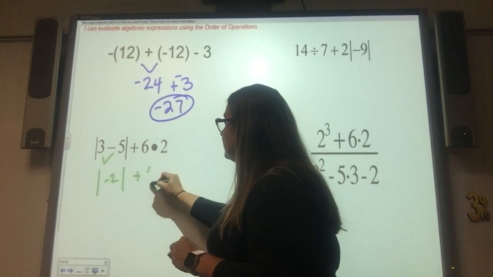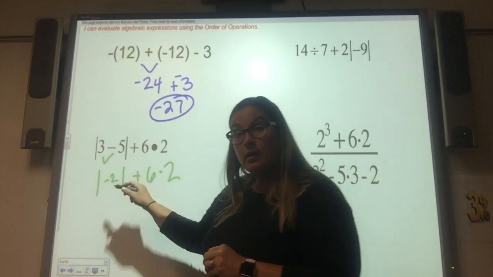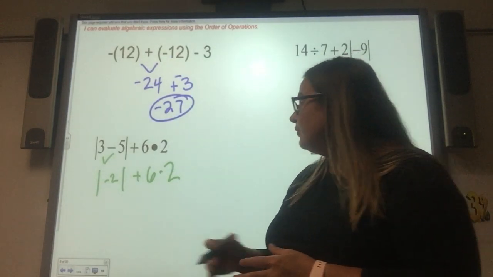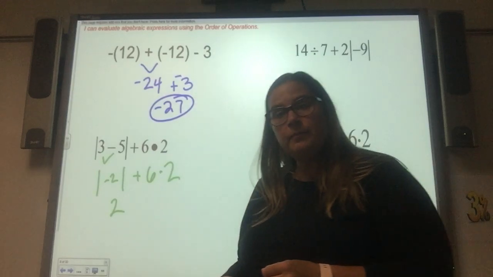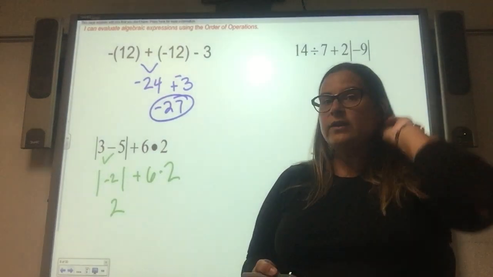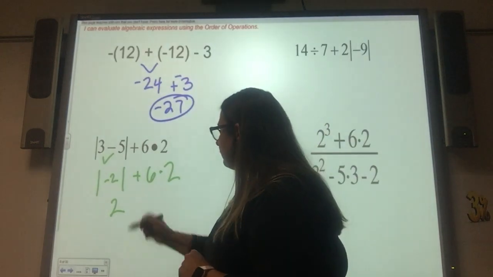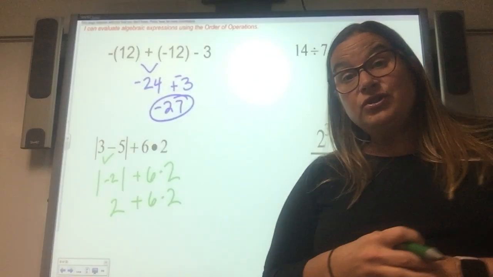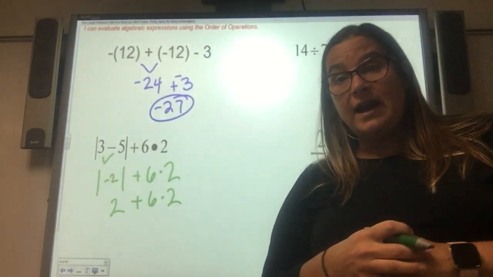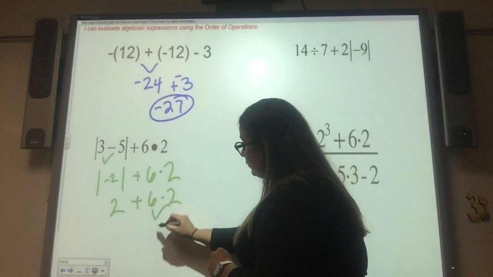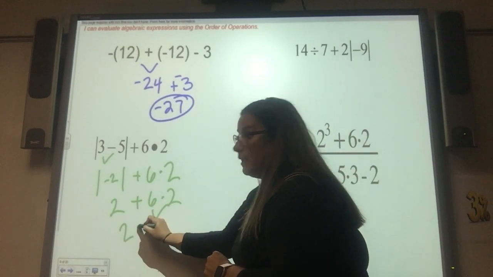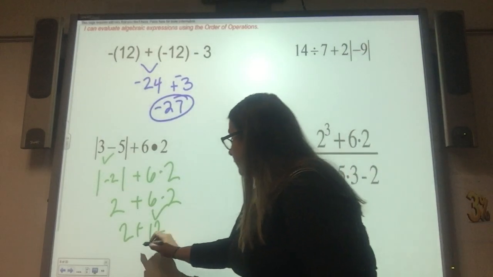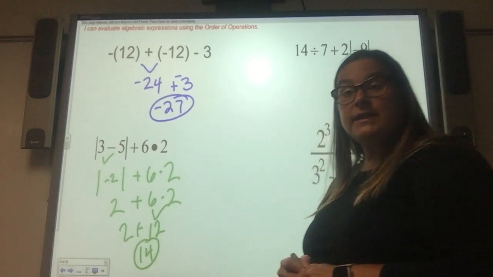So I simplify what's in that grouping symbol. And then from there, now that I just have the absolute value of negative 2, I know that that is 2 because distance is always positive. The absolute value distance is always positive. So I have 2 plus 6 times 2. With the order of operations, it says I need to do multiplication next. So I'm going to take 6 times 2, which is 12. 2 plus 12 is going to be 14. And there we go. We got to 14.